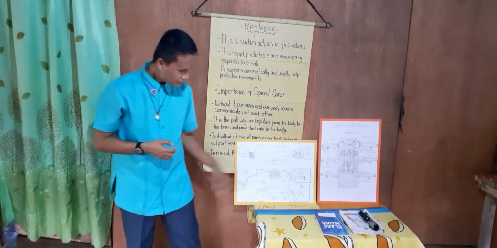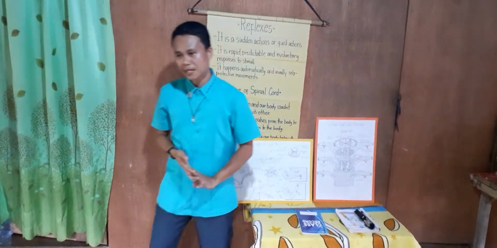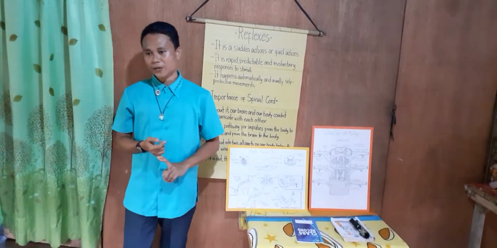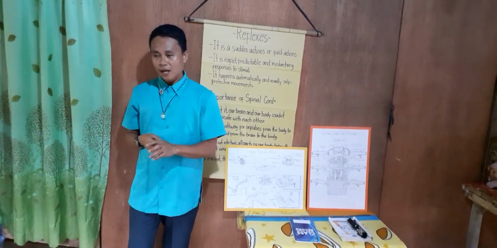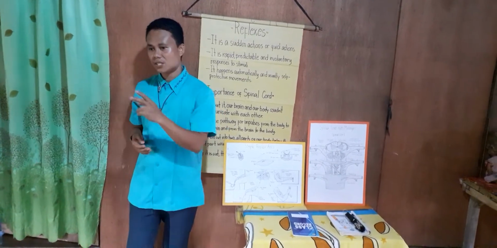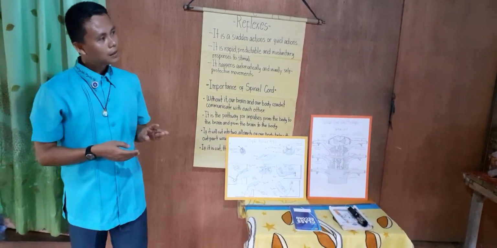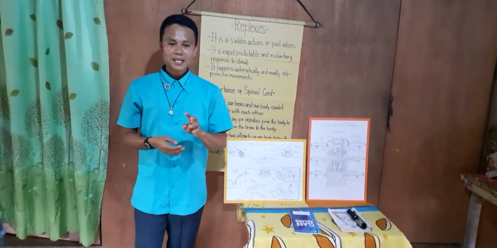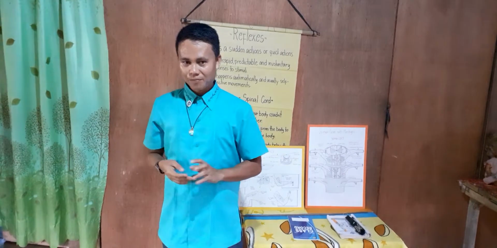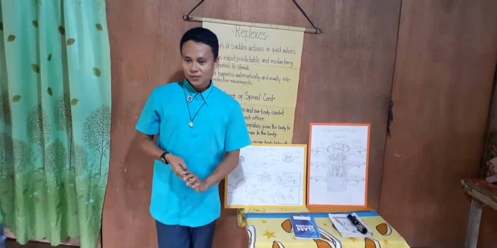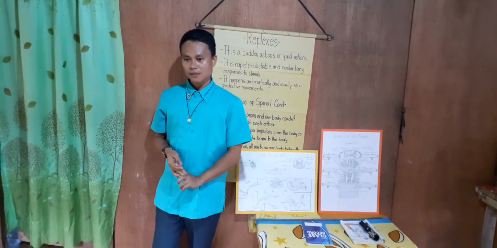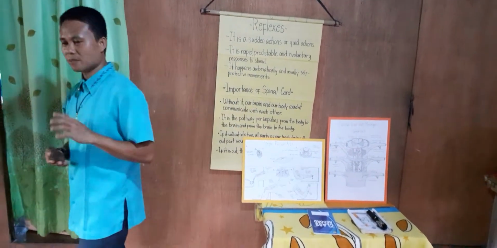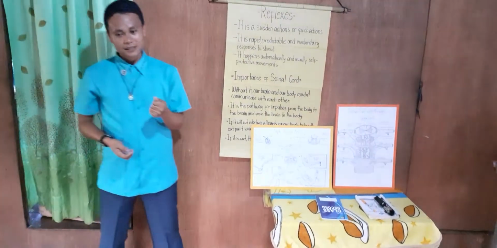Okay, now let's have a quiz. So get a half sheet of paper. Okay, you may answer the following questions. Number 1, define spinal cord. Number 2, what do you call the involuntary or self-protective actions? Okay, number 3, you may write the function of the spinal cord. Then number 4, you may answer why the spinal cord is important. Okay, now I give you 10 minutes to answer. Okay, done? Okay, please everybody pass your papers. So I will be the one to check this.